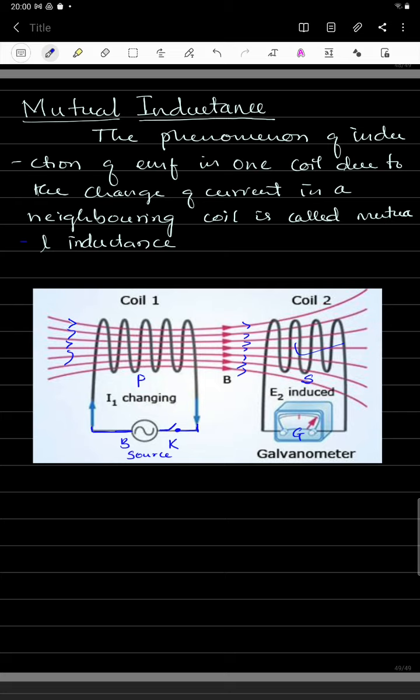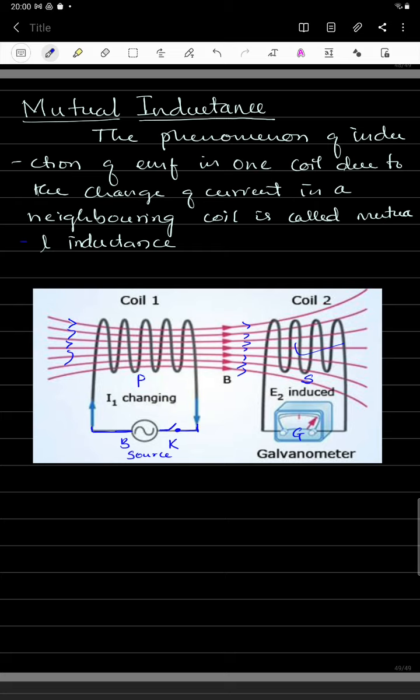And it also depends on the area of the primary coil and secondary coil, as well as the length of the solenoid, primary as well as secondary. All these things are factors which we take into account for mutual inductance.